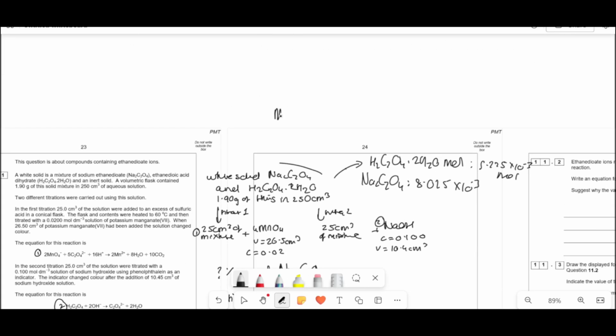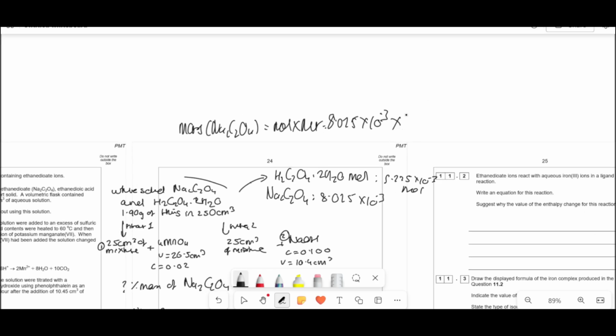So that means our mass of Na2C2O4 is going to be its moles times the MR, which is going to be the moles, which we just worked out, of 8.025 times 10 to the minus 3, times the MR of Na2C2O4, which is 134.